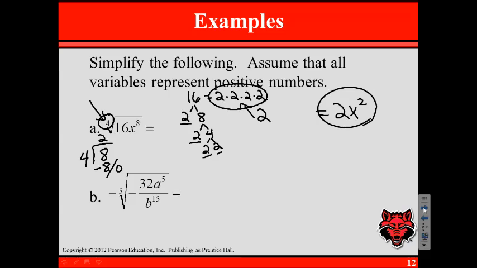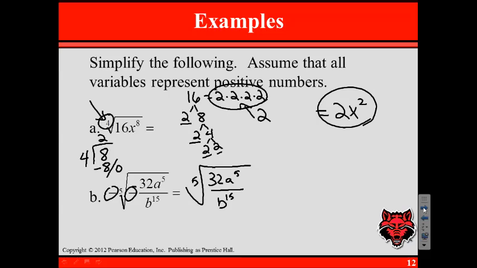The first thing we need to look at is the fact that we have a negative on the outside and a negative on the inside. It's okay that we have a negative on the inside because we have an odd root, but with an odd root, we can move our negatives inside and outside as much as we want to. So two negatives beside one another here will actually turn this into a positive root. So we have the fifth root of 32, a to the fifth, over b to the 15th.